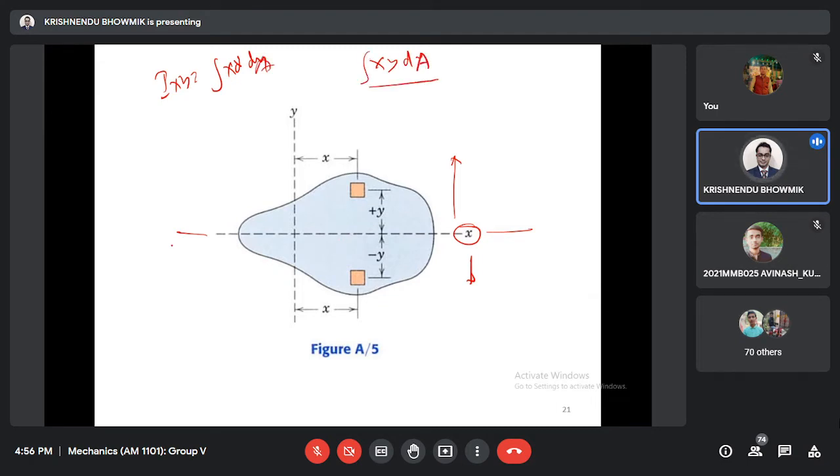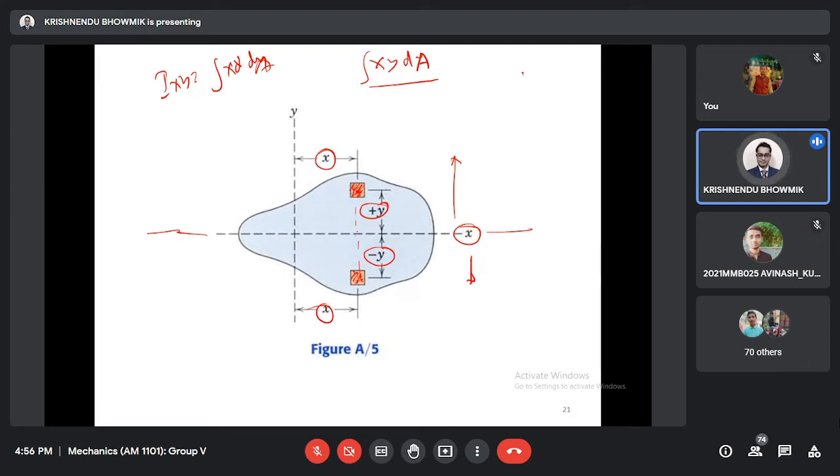Now if this is the symmetry axis, I got one point here, I got another point here. Complementary. Why complementary? X is same. But in this case y is positive, and at the same distance from here, y is negative. That means whatever integration value you get for this point, positive, the same negative value you will get here.